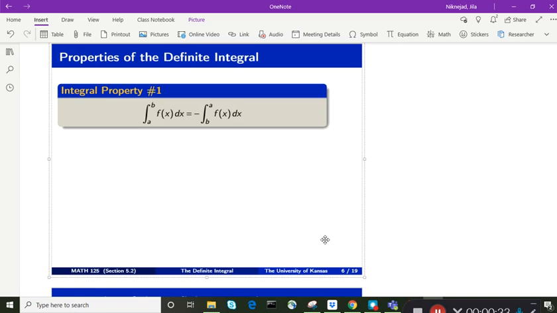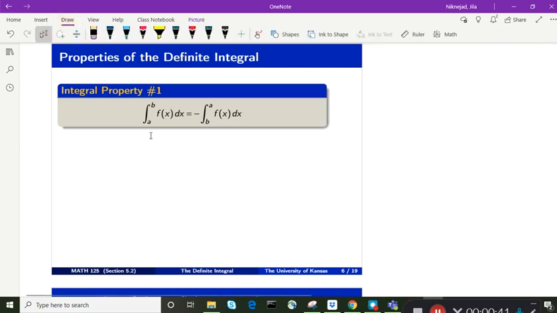Again, you have to know this when we talk about upper and lower, that means that we're changing the order of the bounds. So that's the negative of the other integral when we change the order of the bounds.